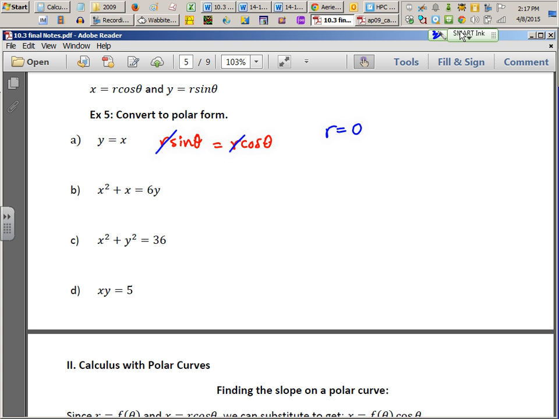Okay, when is sine theta equal to cos theta? Well, one way to handle that is to divide both sides by cos theta. In other words, when is tan theta 1? That's another way of thinking about it. So this happens when theta is either pi over 4 or 5 pi over 4.